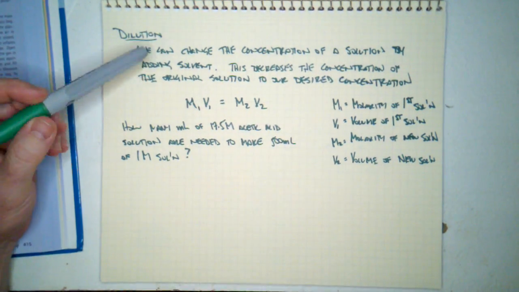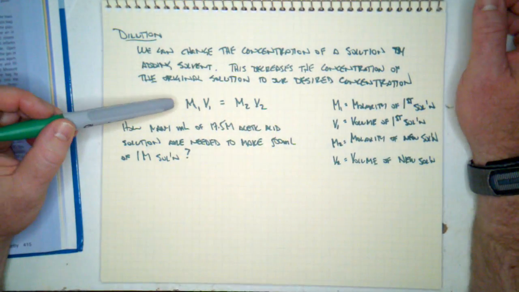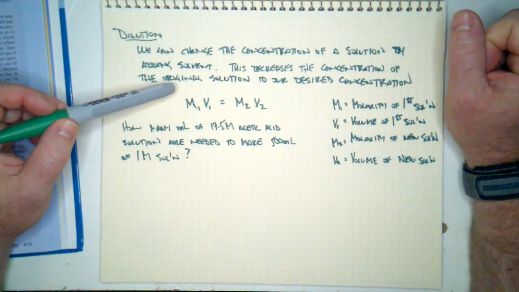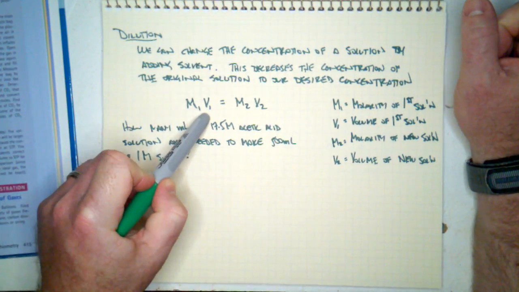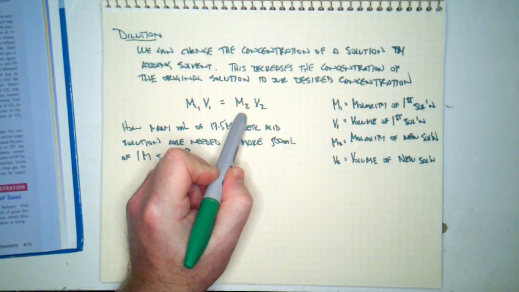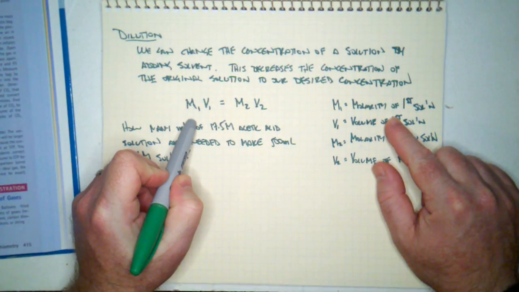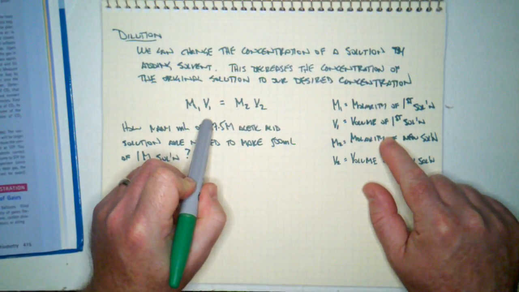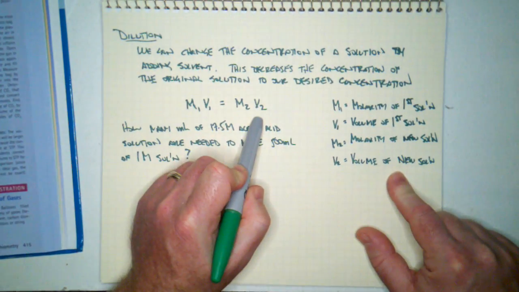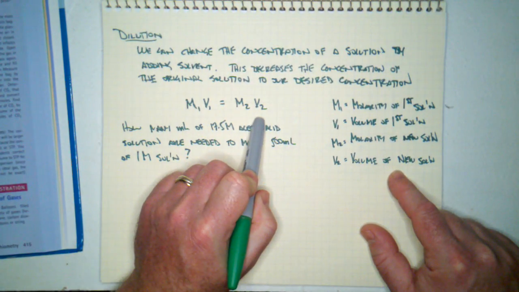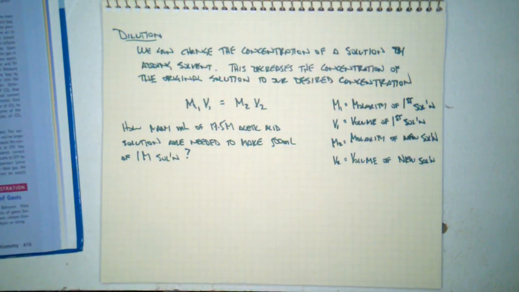But it's a simple formula for determining the relationship between volume and concentration in two different working solutions. So we say the molarity of the first solution times its volume is always going to be equal to the molarity of the second solution times its volume. So M1 represents the molarity of the first solution, V1 represents the volume of the first solution, M2 represents the molarity of the new solution that you're making, and V2 represents the volume of the new solution that you're making. So if you know any three of these, you can figure out the fourth one.